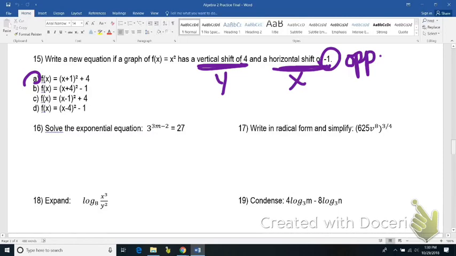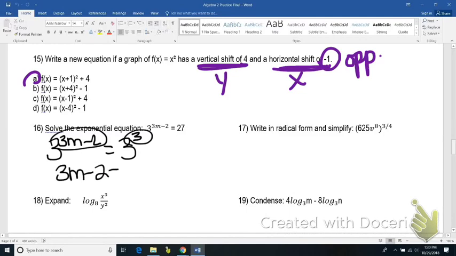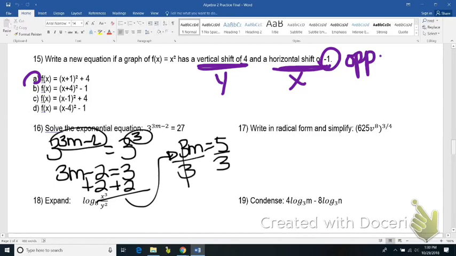Number 16 is from Unit 5 also. This is where you guys have to have the same base. It is 1:30 right now, so I am going to try to hurry. 27 is 3 to what power? 3 to the third. Yep. So as soon as you get that 27 written as 3 to the third, set exponents equal, and just solve for m. Did you guys get 5/3? Yeah. Okay. So m is 5/3.